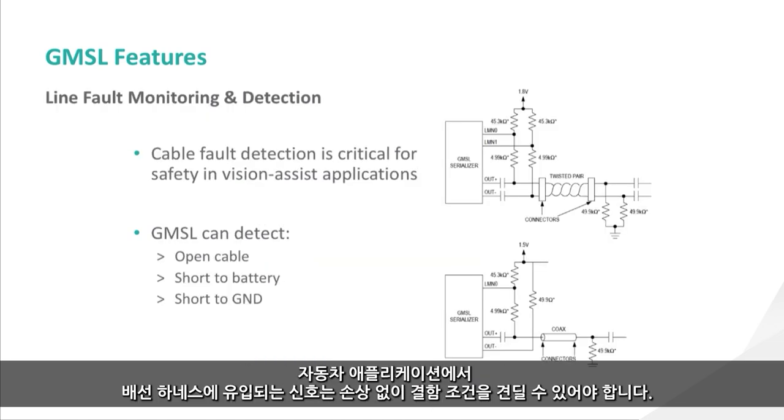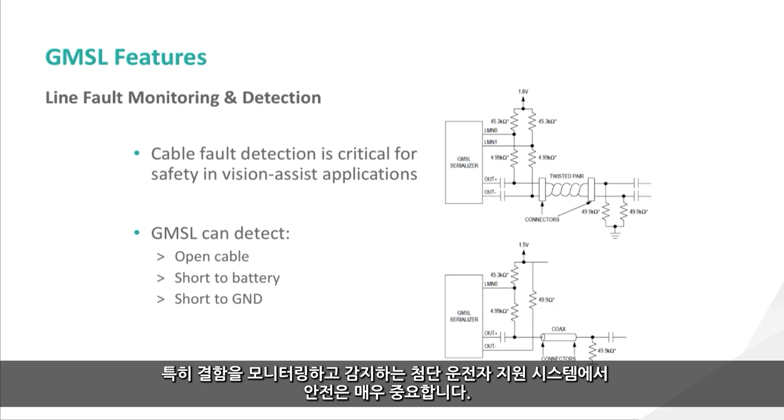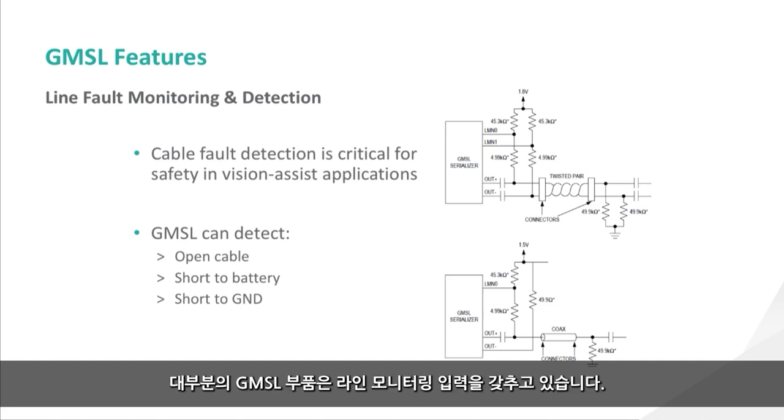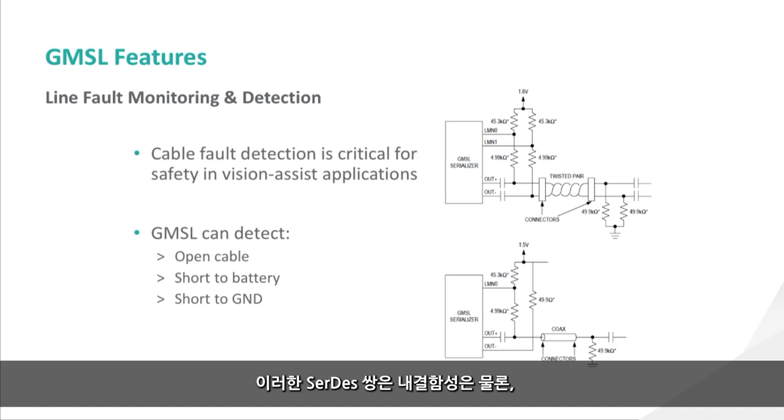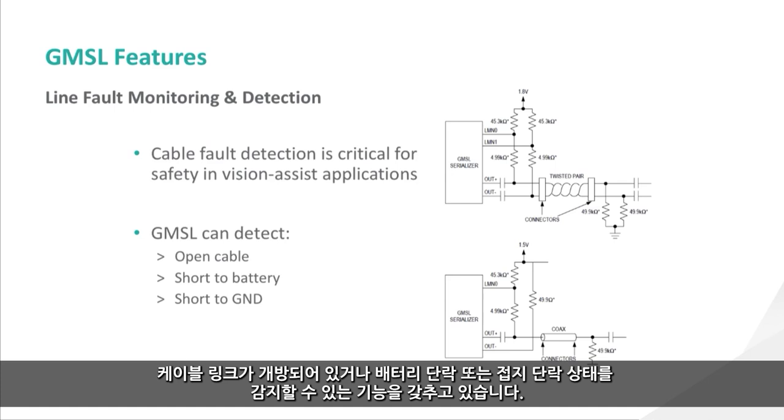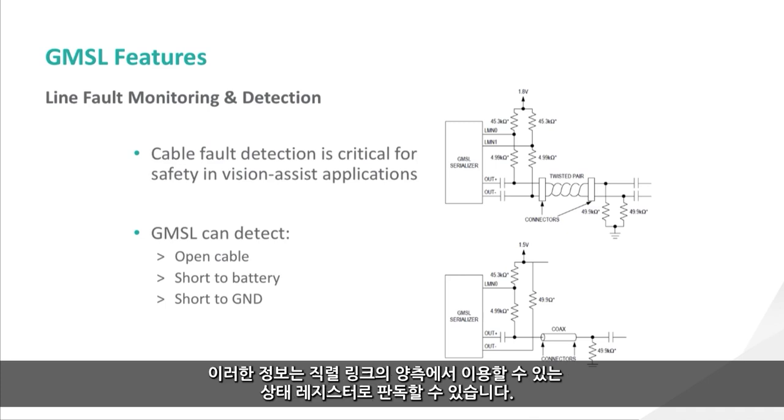In automotive applications, signals entering the wiring harness must be able to sustain faulty conditions without damage. Safety becomes a critical concern when monitoring and detecting faults, especially in advanced driver assistance systems. Many GMSL parts are equipped with line monitoring inputs. In addition to being fault tolerant, they provide the SerDes pair with the ability to detect when the cable link is open or if there's a short to battery or short to ground condition. This information is readable from status registers available on both sides of the serial link.